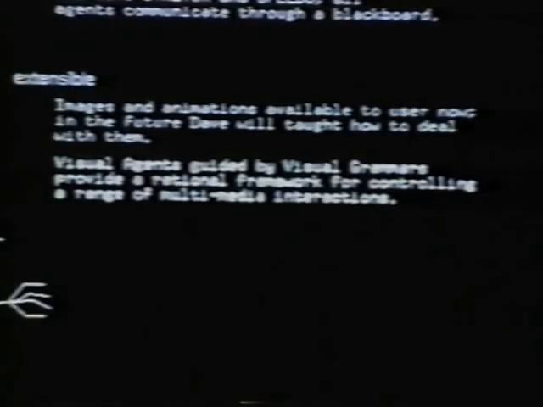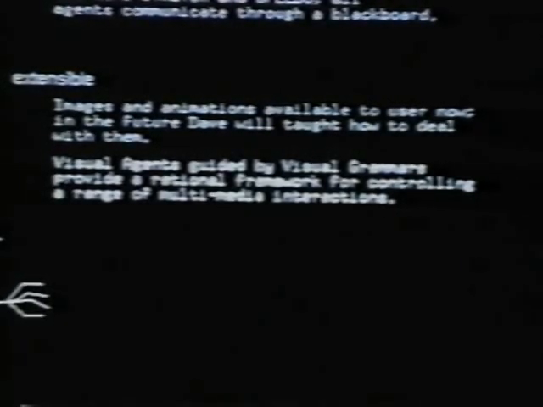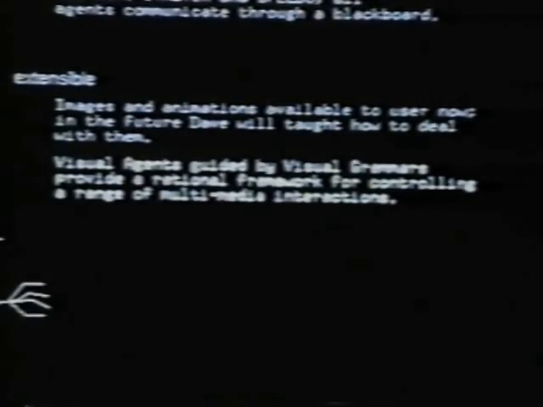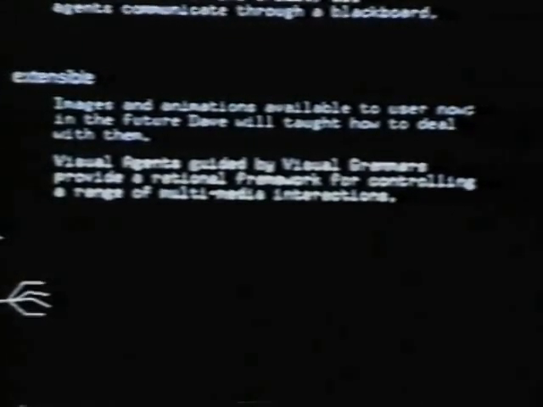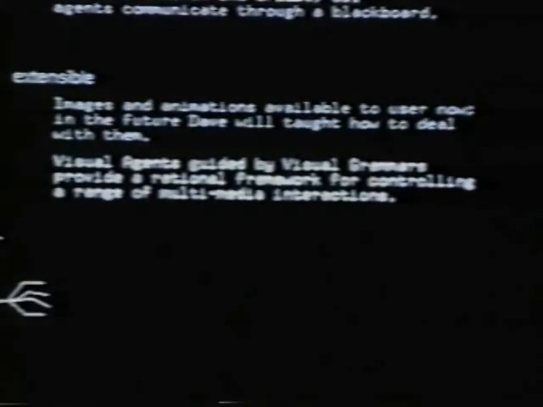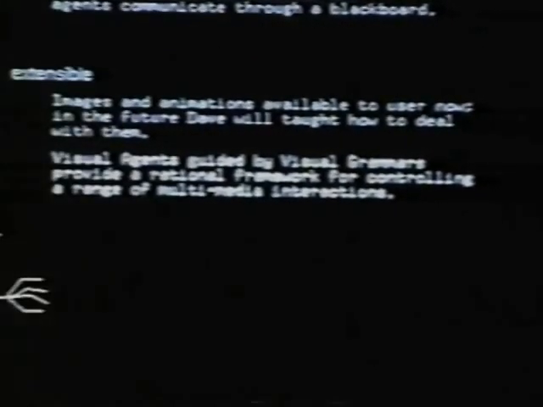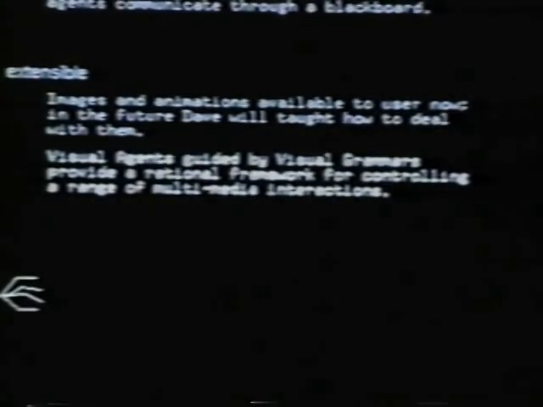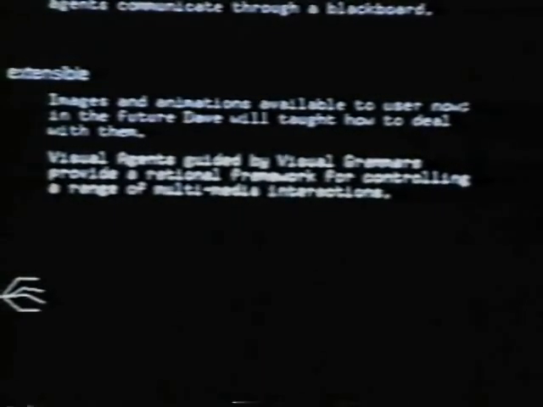Okay, so the conclusion of the extensible point is that visual agents guided by visual grammars could provide a rational framework for controlling a range of multimedia interactions. And it looks like it's almost lunch, and I have one more. So I have my concluding slide.